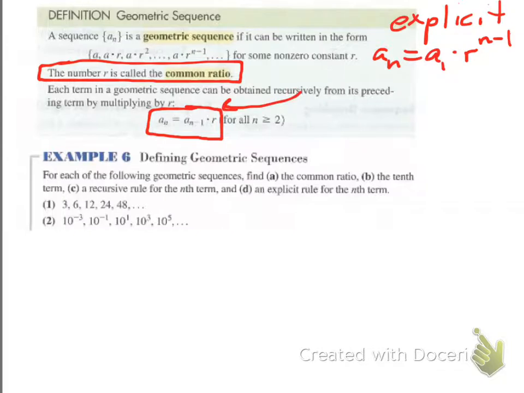Here is your recursive formula. So we're going to do the same thing here. This time we'll do both. So 1a, it says find the common ratio. Well, every term here is being multiplied by 2, so r equals 2.